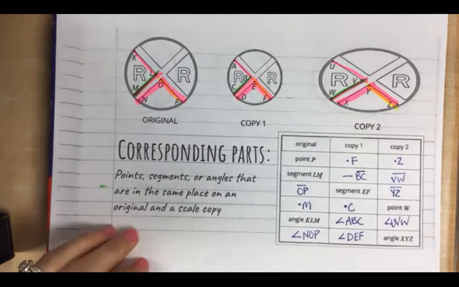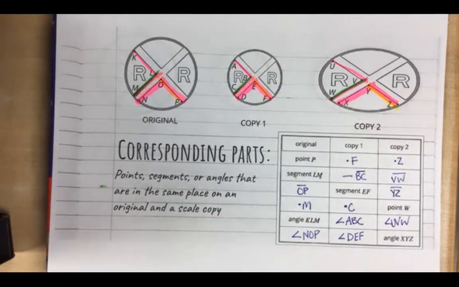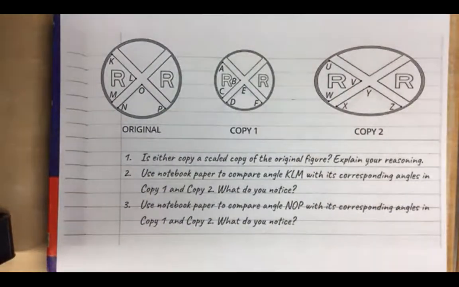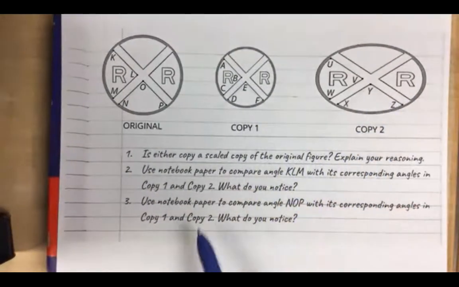So corresponding parts means they're just in the same exact place on the copy and the original, okay? So the question I have for you is, are either of these a scaled copy of the original? Let's talk about it. So we don't have any measurements like we did yesterday. So we're gonna look at the angles this time.